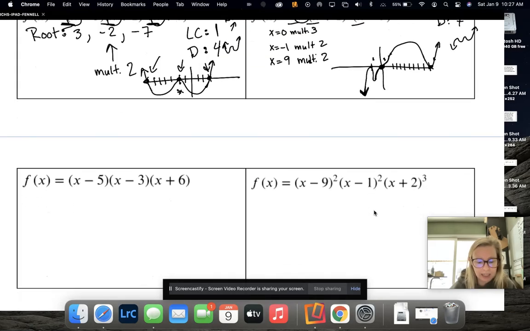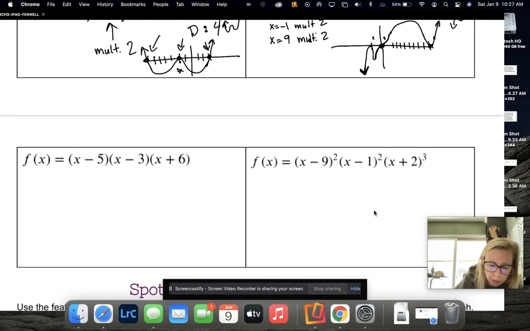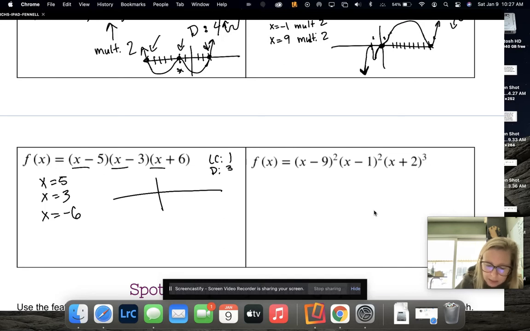Hopefully that's making sense. All right, I see no multiplicity on this, which means we have x equals 5, x equals 3, and x equals -6. Those are our roots. We have a leading coefficient again of 1, and this time our degree is just 3 because none of these are being raised to any powers. So we just have to plot our roots. 1, 2, 3, 4, 5. They're all going to just be pass-throughs, and then we just need to pay attention to what our degree is and if our arms are up or down.